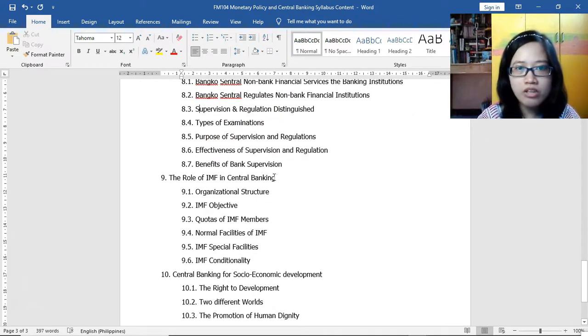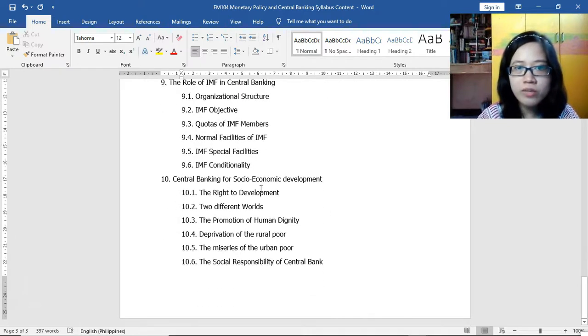Topic number 9, the role of IMF, International Monetary Fund, in central banking. First, we have the organizational structure, objective, quotas of IMF members, normal facilities of IMF, IMF special facilities, and then the IMF conditionality. Topic number 10, we have central banking for socioeconomic development. I think this is the last one. The right to development, two different worlds, promotion of human dignity, deprivation of the rural poor, the miseries of the urban poor, the social responsibility of central bank.